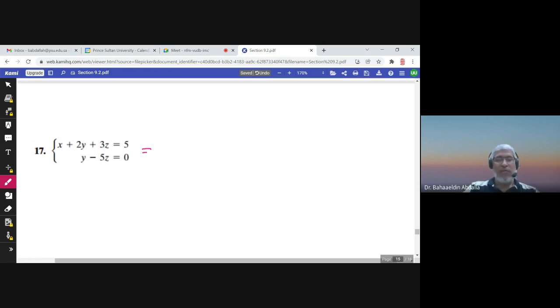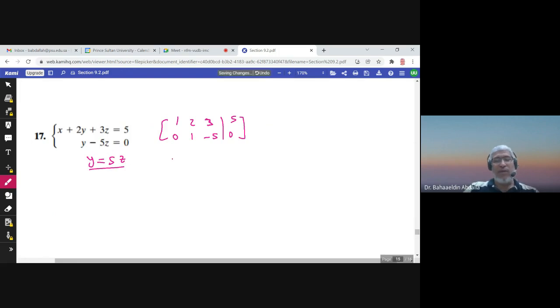You can pause the video and solve. Let me start by the augmented matrix. Well, this is a nice augmented matrix. Well, it seems everything here is fine. There is no need to find if you write the augmented matrix, you will see that it is already written in the row echelon form. So I immediately from the second equation find y, 5z, and I immediately put the value of y in the first equation.